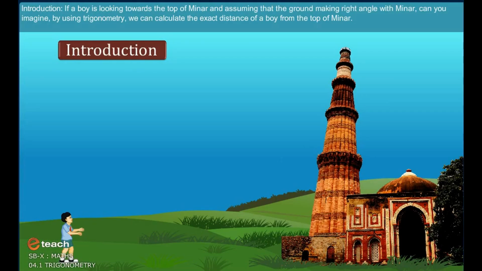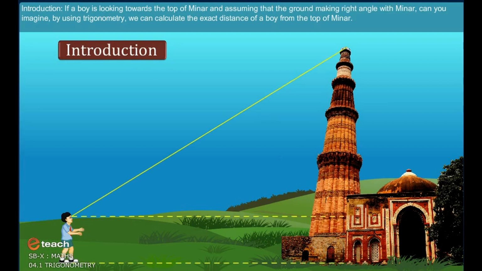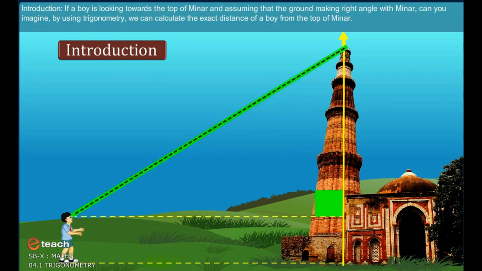Introduction. If a boy is looking towards the top of a Minar and assuming that the ground makes a right angle with the Minar, can you imagine, by using trigonometry, we can calculate the exact distance of the boy from the top of the Minar?